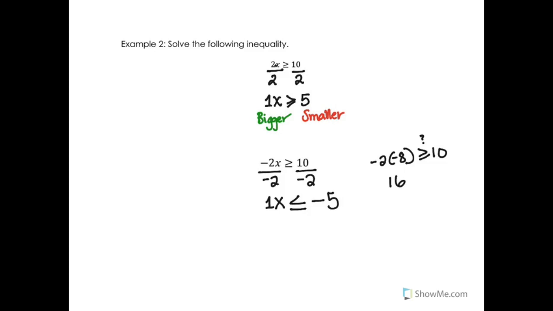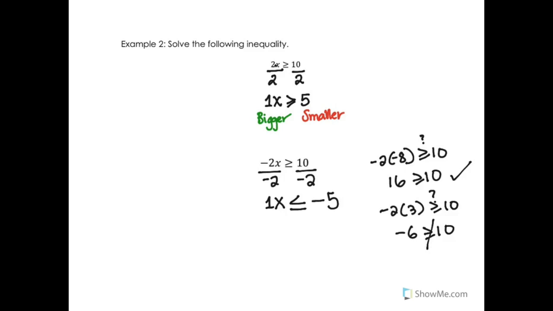Well, negative 2 times negative 8 is positive 16. And that is definitely bigger or greater than positive 10. So you'll see that any number that is smaller than negative 5 or less than or equal to negative 5, so negative 5 or anything below, will actually give you a true statement and it'll actually work. If I pick something that is bigger than negative 5, let's say we pick the number 3, for example, we would have negative 2 times 3. And again, we're checking if that's greater than or equal to 10. But that's negative 6, and negative 6 is not bigger than or equal to 10.